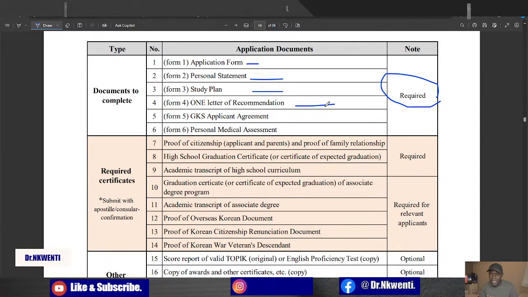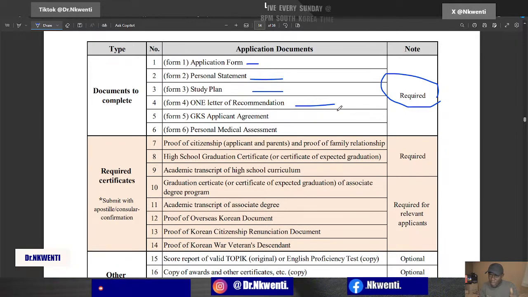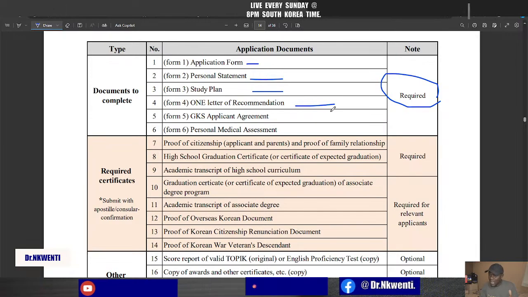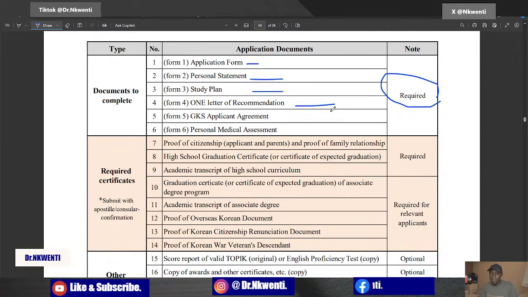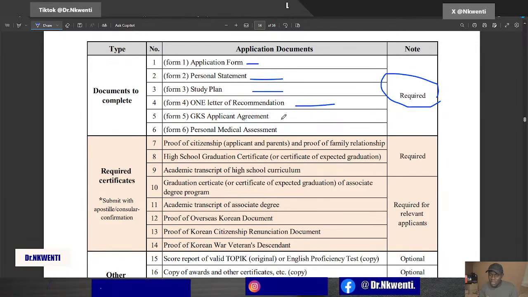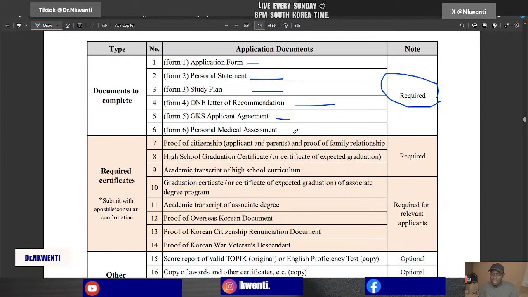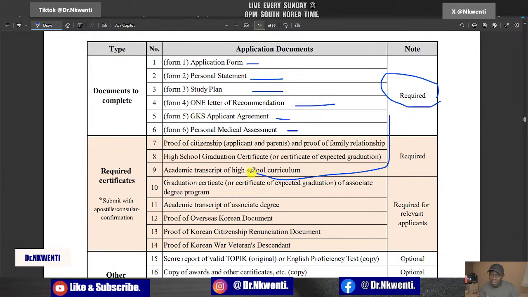A letter of recommendation is supposed to be secret. If they give it to you, do not make the mistake of handing it over without sealing it. There is an instruction as to how to go about sealing the letter of recommendation. There is the GKS agreement. There is a personal medical. All of these documents are required.